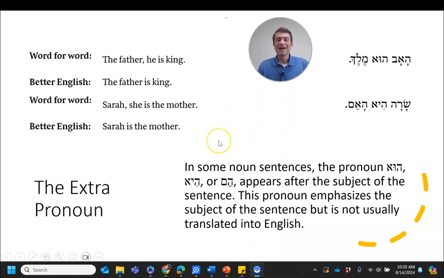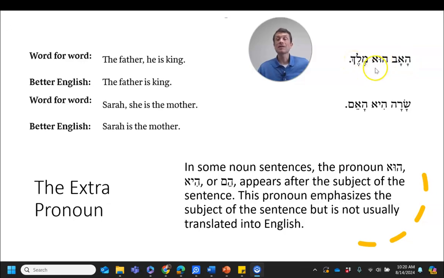I'll go right there. So here's another feature of biblical Hebrew that's helpful to know, and that is Hebrew will often use an extra pronoun, particularly in the third person. So here's an example. We have Ha'av hu melech, the father, he is king. We need to supply the verb he here. The father, he is king. That can sound a little bit redundant in English. And so a smoother way of translating that is just to say the father is king.